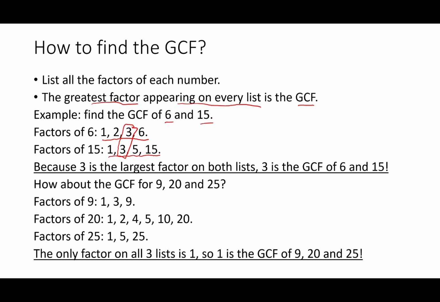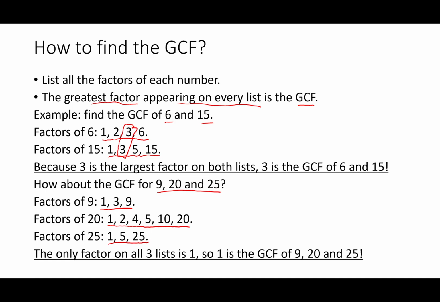How about if given three numbers, 9, 20, and 25? You will do the same. First you find the factors of 9. You get 1, 3, 9. How about the factors of 20? You get 1, 2, 4, 5, 10, and 20. And the factors of 25, you get 1, 5, 25.